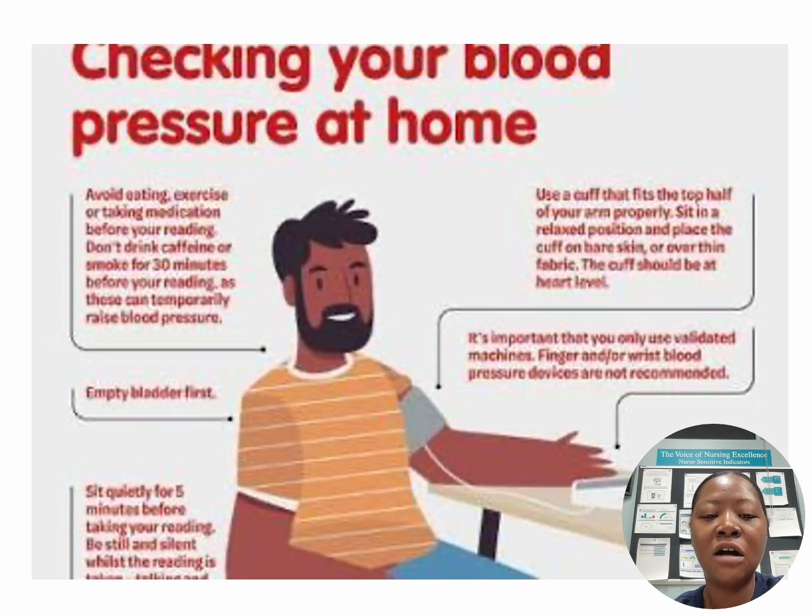Checking your blood pressure at home. You want to avoid eating, exercising, talking, taking any medications, or drinking any caffeine 30 minutes before you take your blood pressure. You want to also make sure that you have an empty bladder. You want to sit quietly for about 5 minutes prior to taking your blood pressure. You want to hold your hand at the heart level with your palms up, and make sure that you have a blood pressure cuff that fits your arm and that is in the correct position.